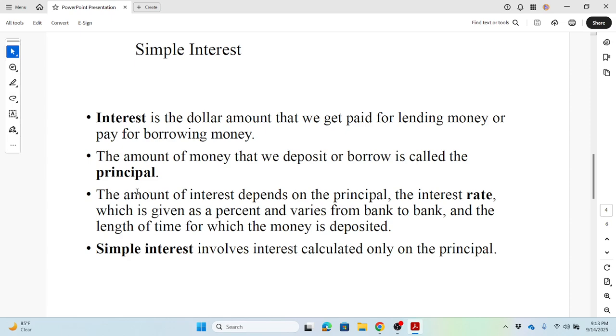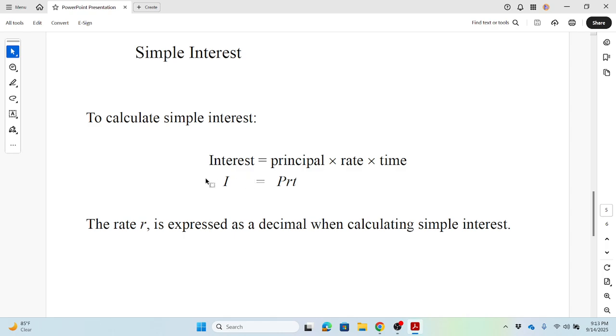And whenever someone gives interest, they use some type of rate in percentage, let's say 5%, 6%, something like that. That's the rate. Simple interest involves interest calculated only on the principal. If you focus on the formula, the simple interest can be calculated by using this formula, which is principal times rate times time. We always express R as a decimal and then time as a year.